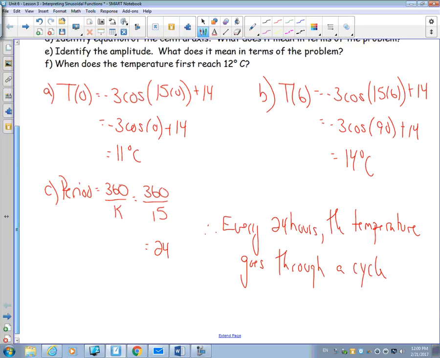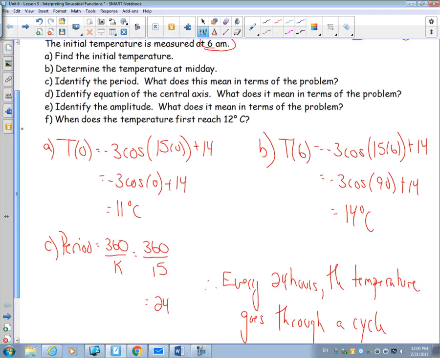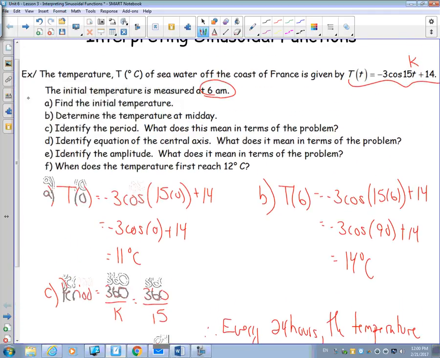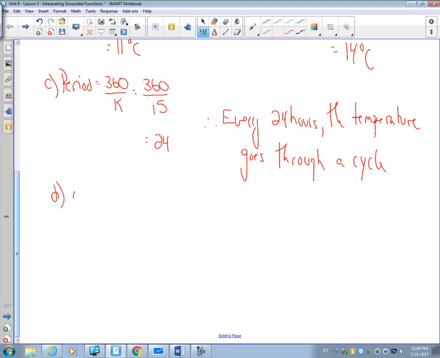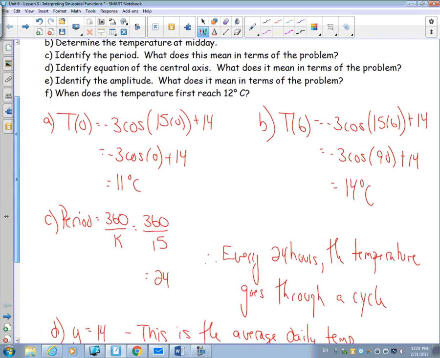All right, part D. Identify the equation of the central axis. What does it mean in terms of the problem? Again, we said yesterday our central axis is the c value at the end. So the equation for us will be y equals 14. And our central axis can also be referred to as our average. So this is the average daily temperature of the water. Right, it goes up from there, it goes down from there, but on average it's 14.